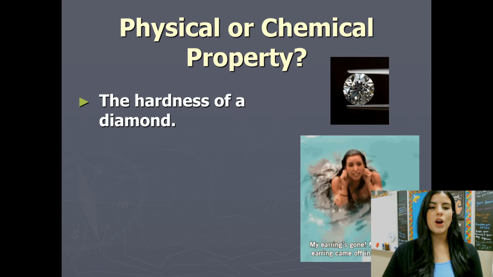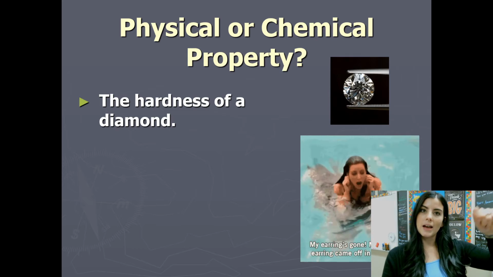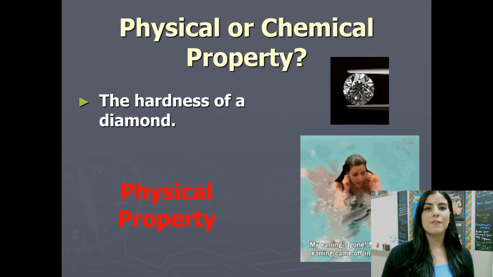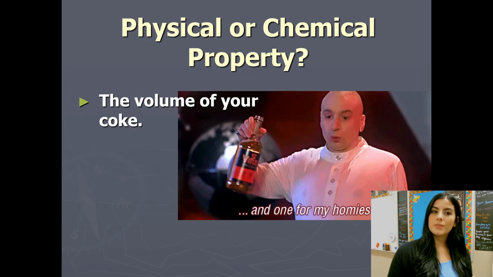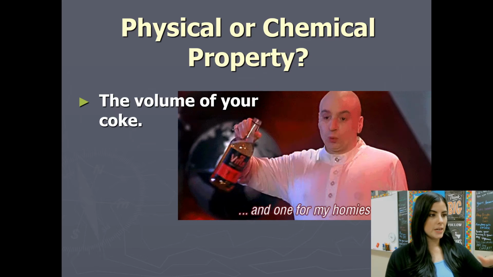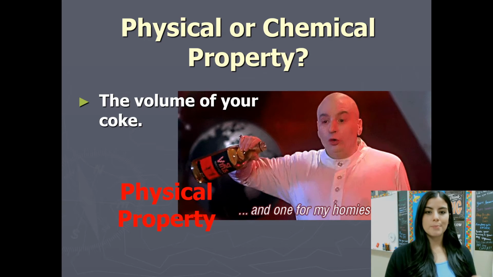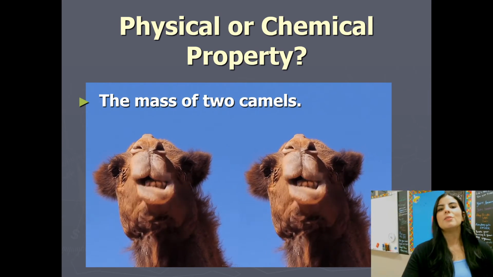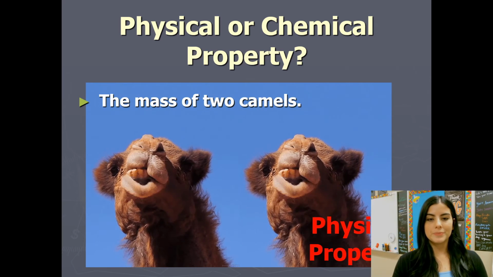Okay? The hardness of a diamond. We can feel that with our hands. There's a test where you scratch against glass, or I guess it could be really anything. It's a hardness test, and that is a physical property. The volume of your Coke. Volume, we measure it. We can see it with our eyes. It is a physical property. There's physically that much Coke in your glass. The mass of 2 camels. Mass is a physical property.